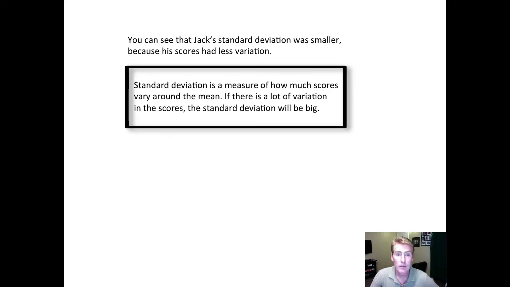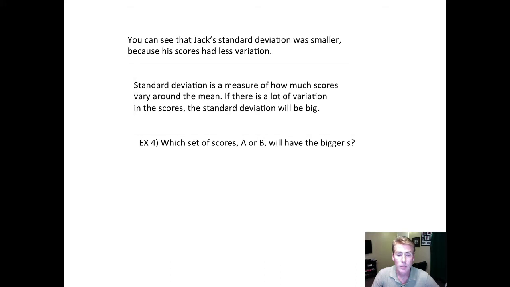So basically, standard deviation is a measure of how much the scores vary around the mean. Are they all very close to the mean, or are they spread out? So here's one example. If all of the scores were the same, what would the standard deviation be? You're right, it's 0. Because if all the scores are the same, there is no variation, so S would equal 0.